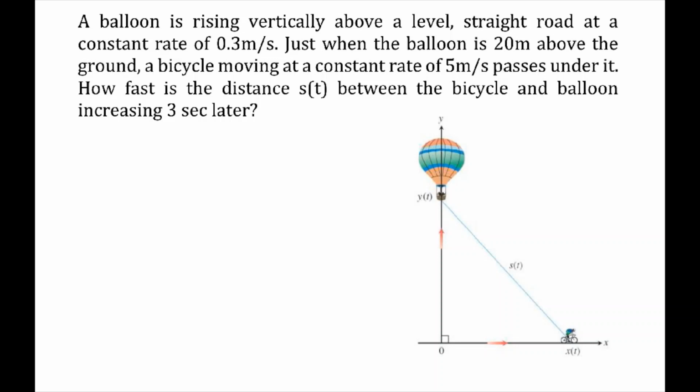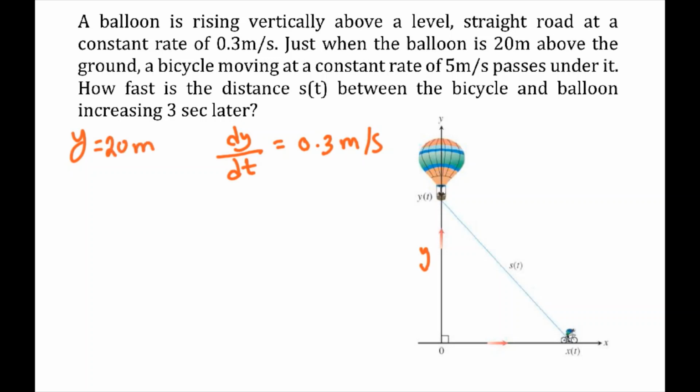Another question about the balloon. So a balloon is rising vertically above a level straight road at a constant rate. So there is a balloon that is rising vertically. So this is going to be y. When I talk about a constant rate, it's rising at a constant rate. So I have y, I have dy over dt. It's a constant rate, 0.3 meters per second. Just when the balloon is 20 meters above the ground, this is y, 20 meters.